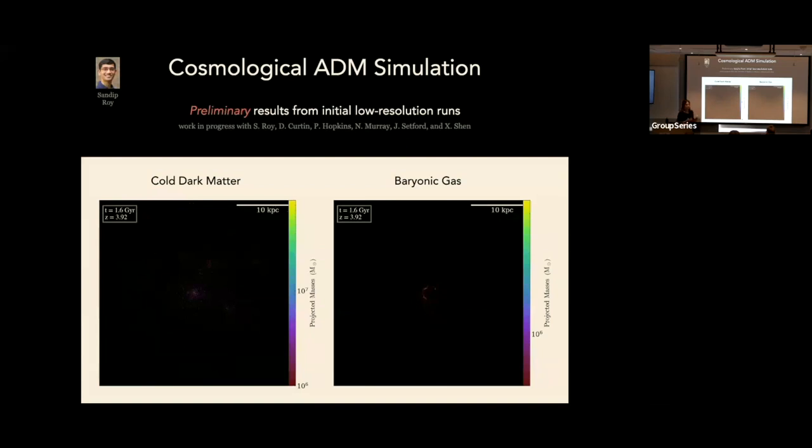What Sandeep has done is he's now modified Gizmo so we can run it with two different dark matter models. We can have cold dark matter, and we also add atomic dark matter to it. The other part, admittedly the harder part, is that the atomic dark matter he's added can cool, so all of that cooling physics has to be implemented properly into the code.